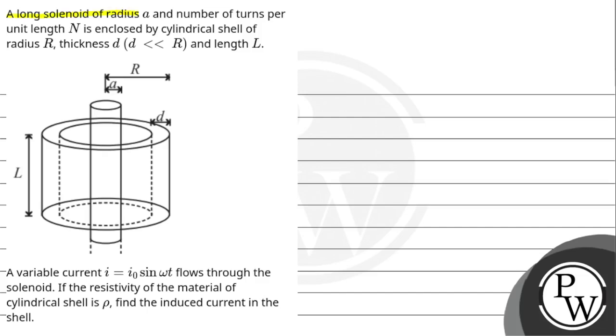A long solenoid of radius A and number of turns per unit length N is enclosed by a cylindrical shell of radius capital R, thickness D, where D is much less than R, and length L. A variable current I equal to I naught sine omega t flows through the solenoid. If the resistivity of the material of the cylindrical shell is rho, find the induced current in the shell.